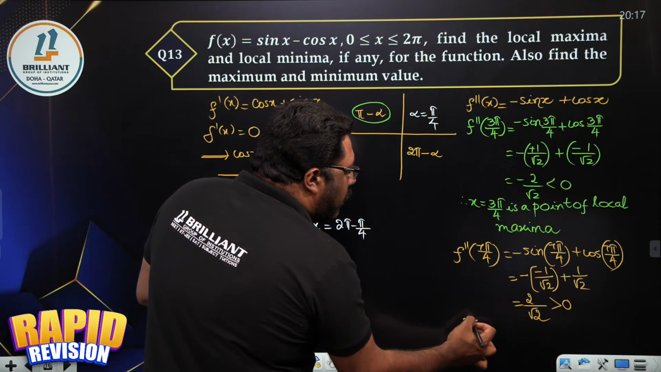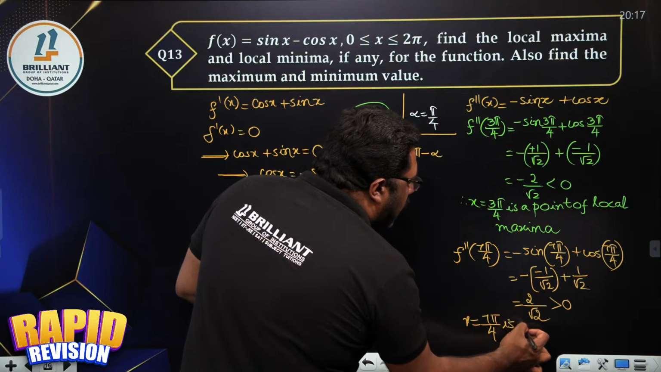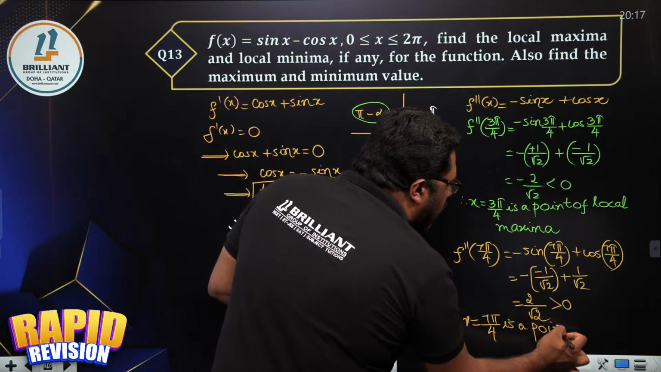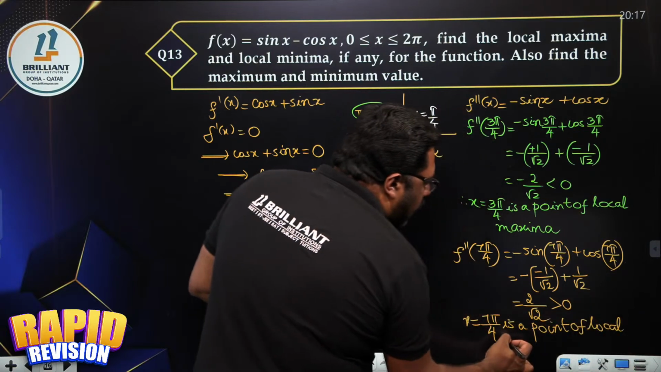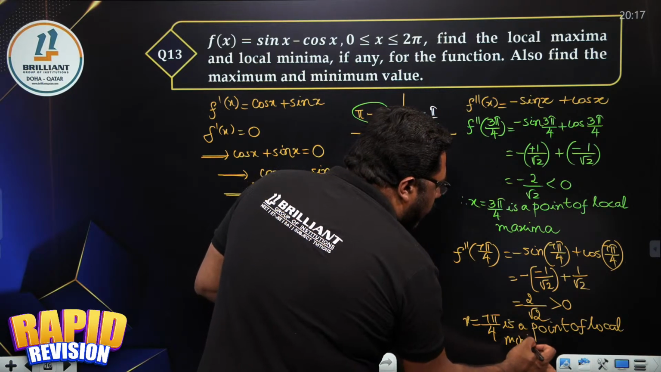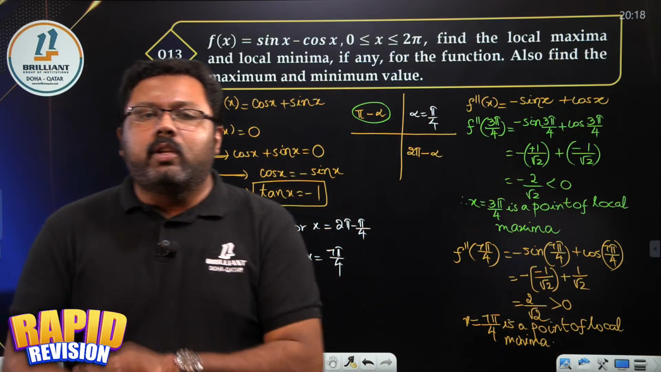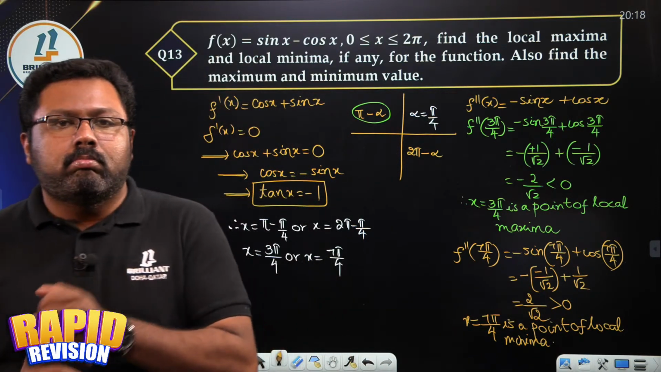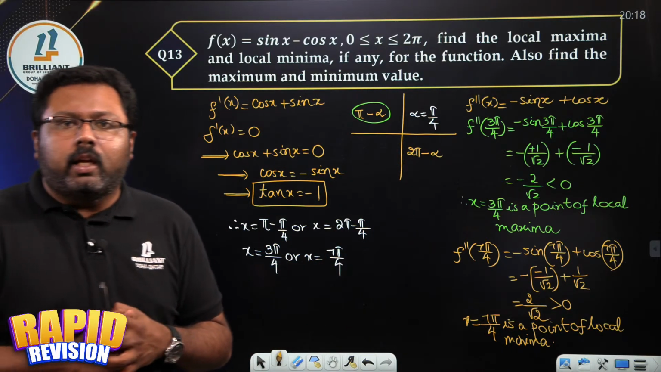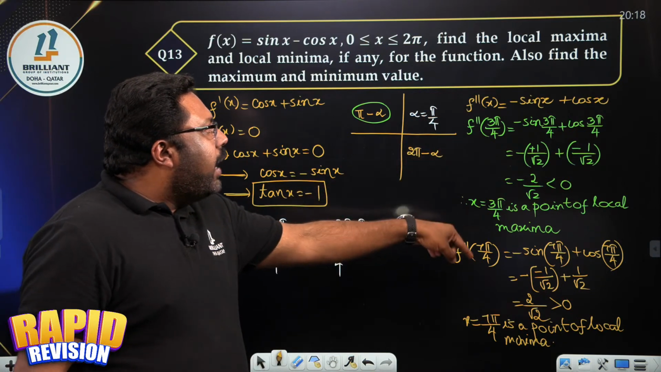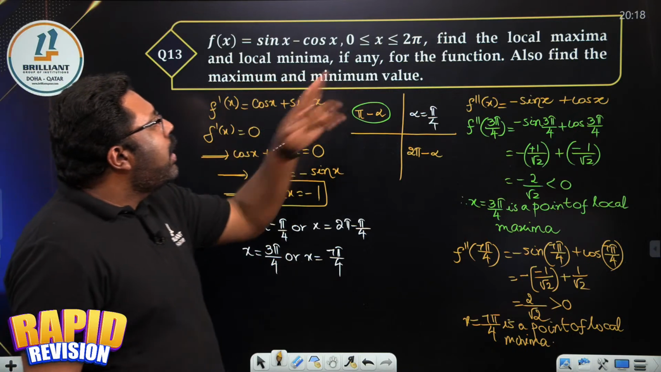So x is equal to 7 pi by 4 is a point of local minima. Two values, my dears, maxima and minima. Just cross check, all of you, if the idea is very clear. We have two values, 3 pi by 4 and 7 pi by 4. We analyzed them as points of local maxima and local minima.